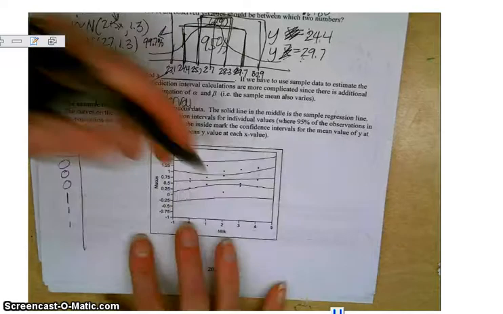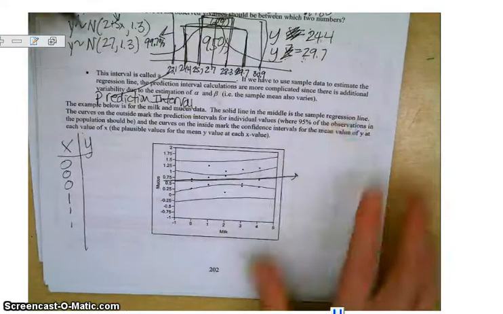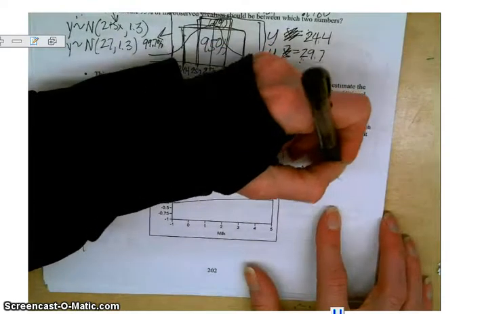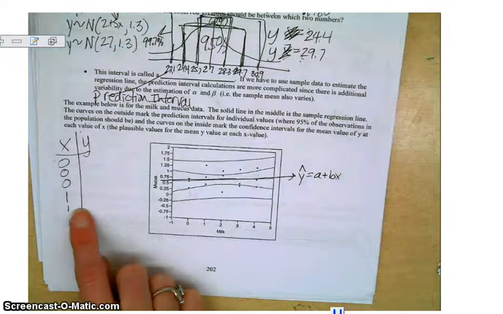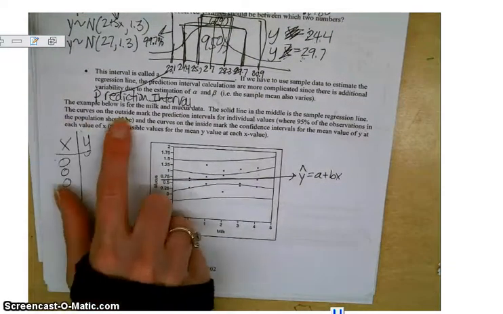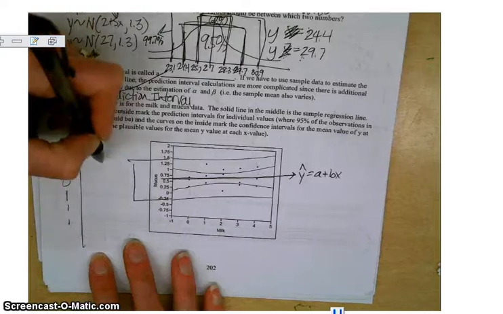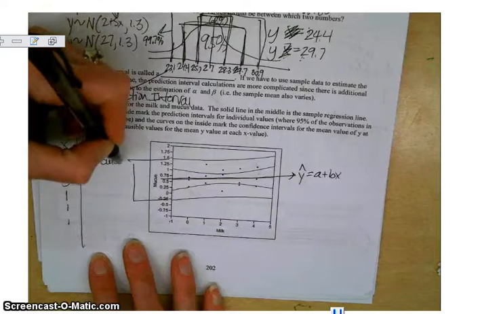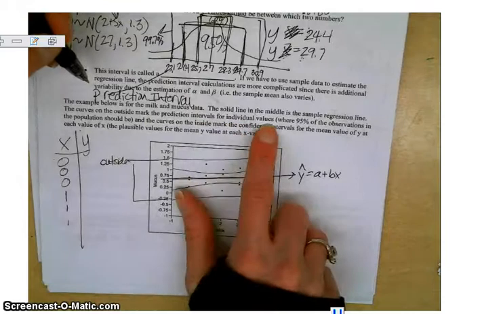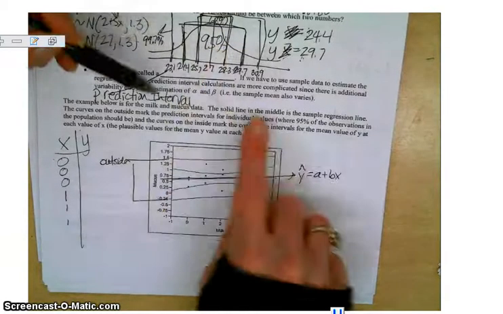The solid line in the middle is the sample regression line. So this is y hat equals a plus bx. That's our regression line that we got from here. The curves on the outside mark the prediction intervals for individual values. So like we found here, the 95% prediction interval.